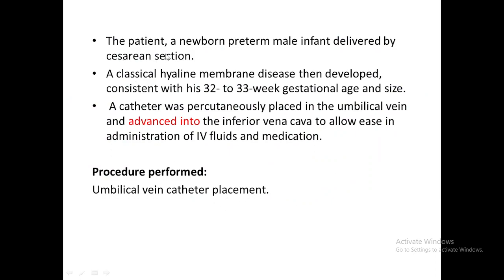Next example: a newborn preterm male infant delivered by C-section, a classical hyaline membrane disease was then developed, consistent with his 32 to 33 week gestational age and size. A catheter was percutaneously placed in the umbilical vein and advanced into the inferior vena cava to allow ease in administration of IV fluids and medication. So what is happening here is umbilical vein catheter placement. The catheter is placed percutaneously in the umbilical vein, and important to note, it is advanced up to the inferior vena cava.